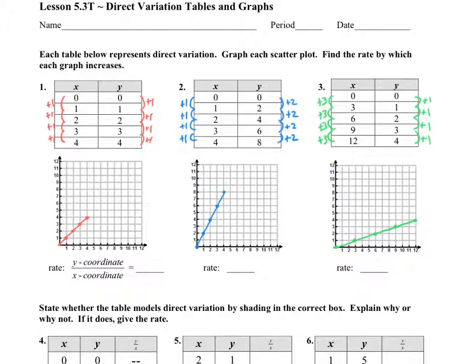Now let's find the rate for each one of these problems. For number 1, the Y coordinate is 1 and the X coordinate is 1. So it's 1 over 1, which is 1. Number 2, the Y coordinate is 2, and the X coordinate is 1, which is 2. On number 3, the Y coordinate is 1, and the X coordinate is 3. So the rate is 1/3 on this one.